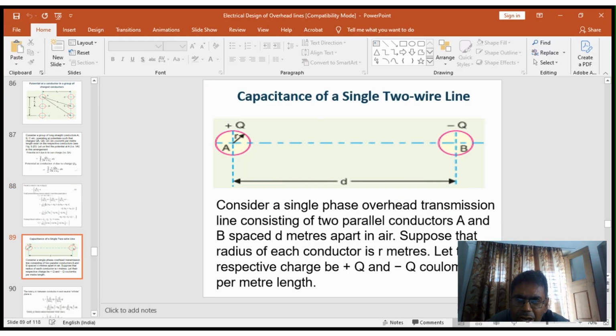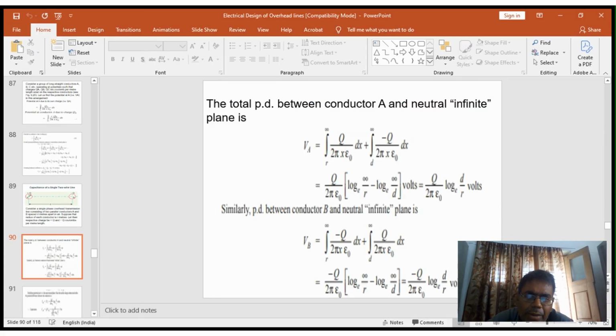Capacitance of a single-phase two-wire line. Let us consider two conductors at a distance of d meters. The charge on one conductor is plus q. The charge on the other conductor will be minus q. Then applying the potential difference between the conductor and the infinite neutral plane, Va is equal to the integral from r to infinity of q divided by 2 pi epsilon naught x dx plus the integral from d to infinity of minus q divided by 2 pi epsilon naught x dx. That gives q divided by 2 pi epsilon naught times log infinity by r minus log infinity by d, then we get q divided by 2 pi epsilon naught log d by r.